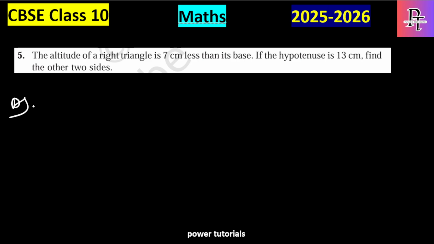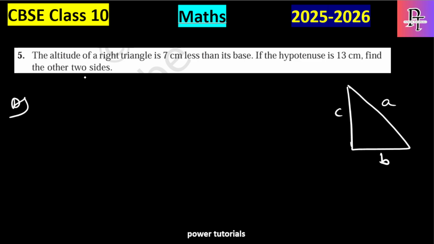The altitude of a right triangle is 7 less than its base. So simply they are saying the height is 7 less than its base, so it should be b minus 7. I hope everyone knows what a right angle triangle is. A right angle triangle is the one which has one angle as 90 degrees, something like this. Okay, this is a right angle triangle. Let's mark the hypotenuse as a, the bottom as b, and the altitude as c.